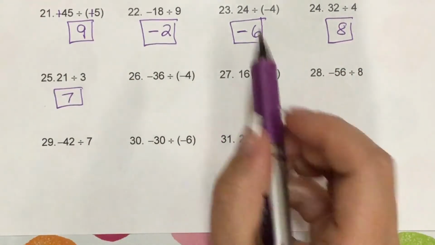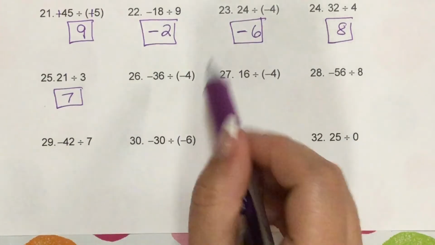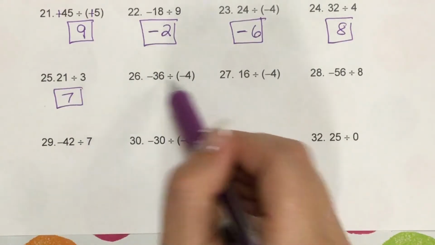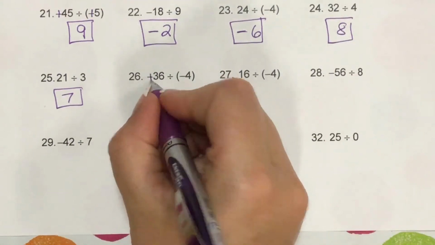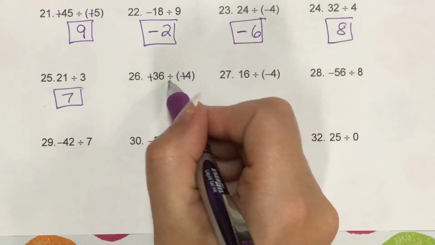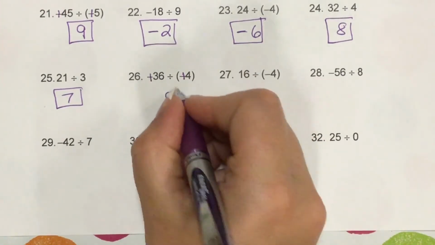Here we go. This is a good example. So we have a negative divided by a negative. I know when you have the same sign, it ends up being a positive. So I'm just going to make them both positive, and it's 36 divided by 4, which is 9.